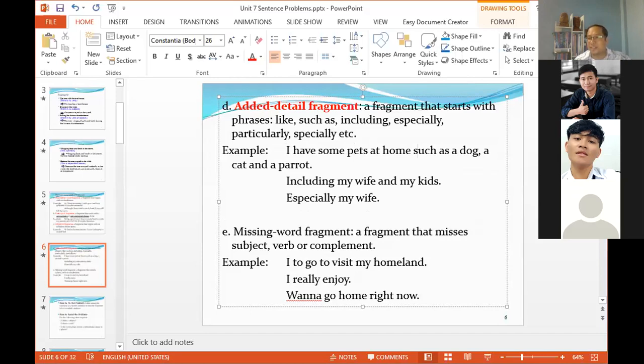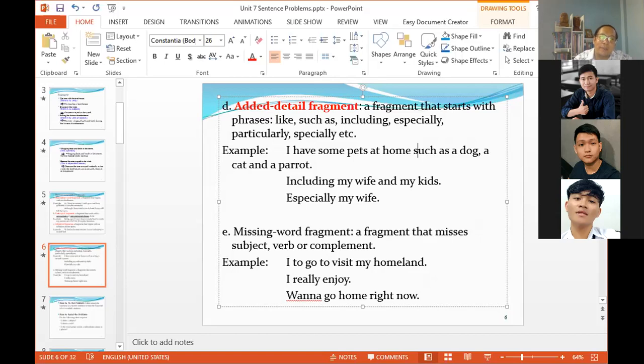But this one, is it a simple or complex sentence? Anyone? This sentence? Simple. Yeah, simple sentence. Because we have a participle phrase and an infinitive phrase, okay, so we just call it a simple sentence. Another one, can you correct the second one?